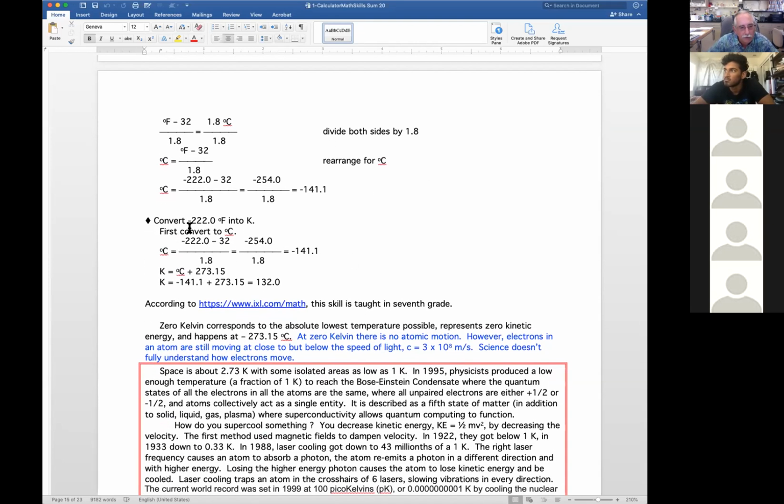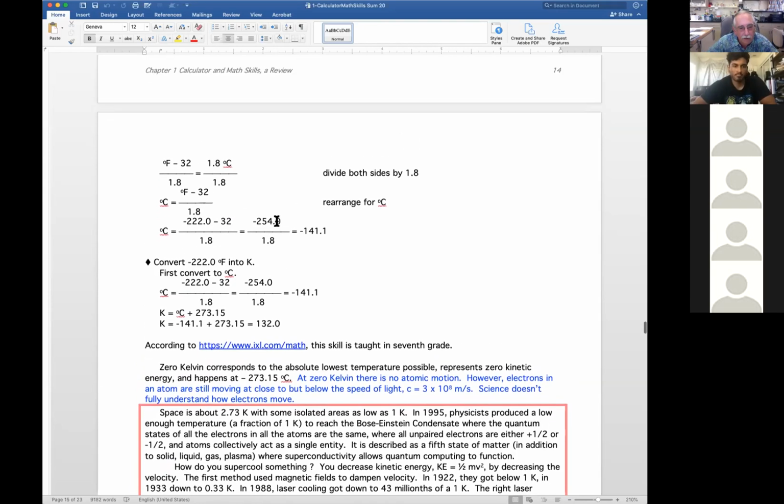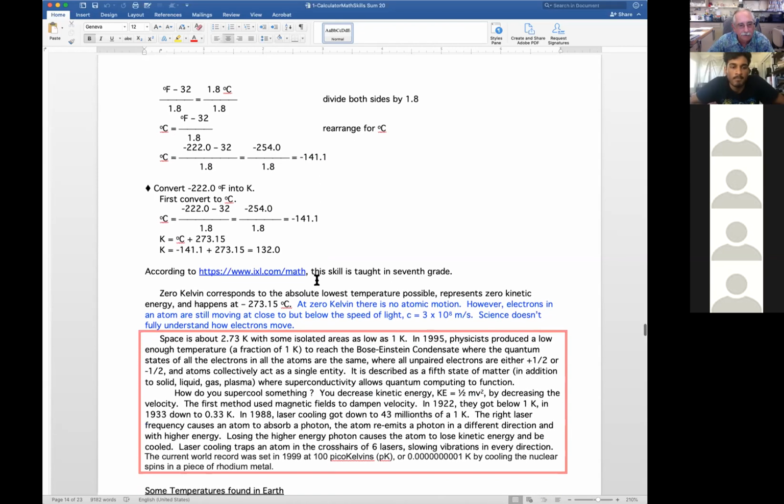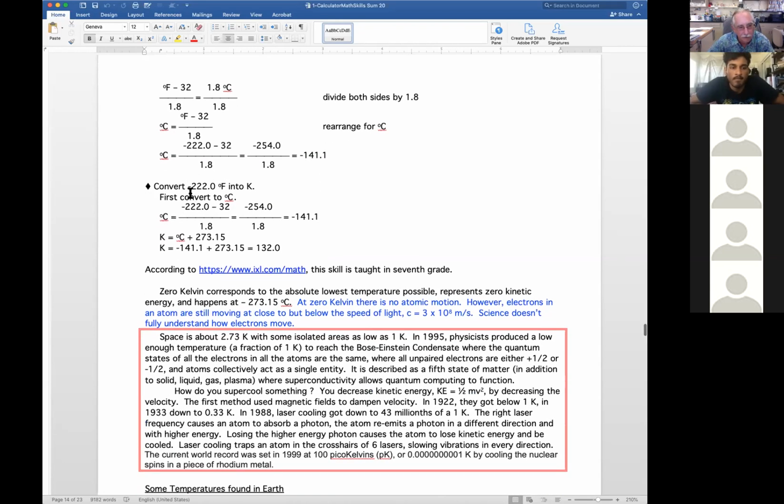So convert negative 222 Fahrenheit into Kelvin. Well, we didn't memorize an equation to do that. We could come up with one, no problem. But it's easier just to do it in 2 steps. First, go from Fahrenheit into Celsius, like how I did here. And then once you have Celsius, you simply add 273.15 to it, and then you get your number.